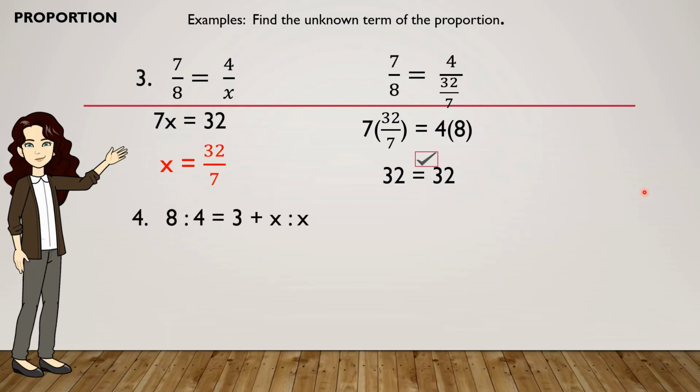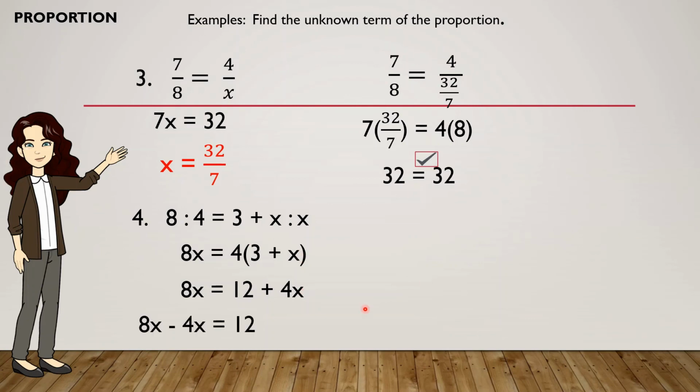Number 4. 8 is to 4 is equal to 3 plus x is to x. So, let us multiply the extremes. 8 times x is 8x, which is equal to 4 times the other mean, which is 3 plus x. So, multiply by 3 plus x. So, 8x is equal to 4 times 3, which is 12, then 4 times x is 4x.